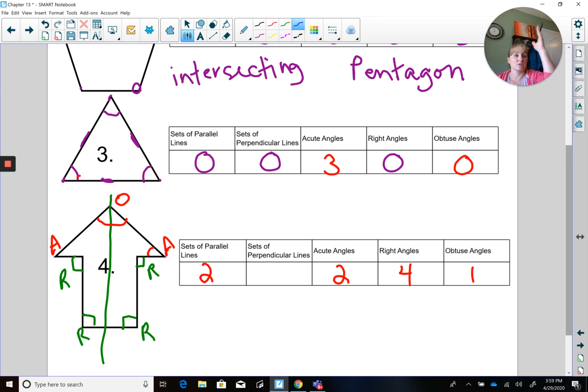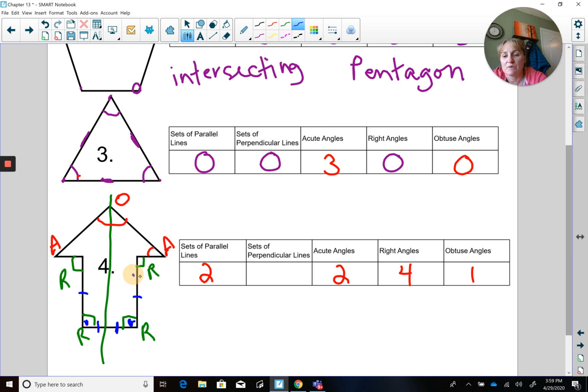Okay, so perpendicular lines, I have one line going horizontal this way, and one going vertical. And when I do that, I'm going to make a perfect right angle in the center. So I have a line there and a line there. So I have a vertical line and a horizontal line that make up my right angle. I have the same thing here that make up this right angle. So now I have 2 sets of perpendicular lines.